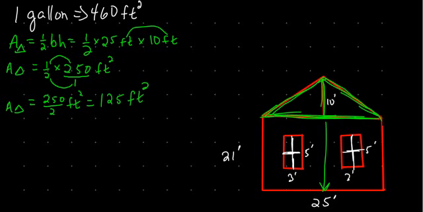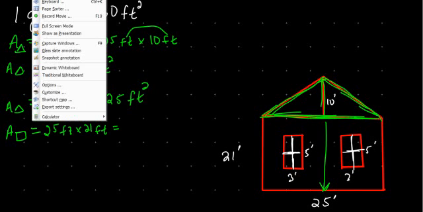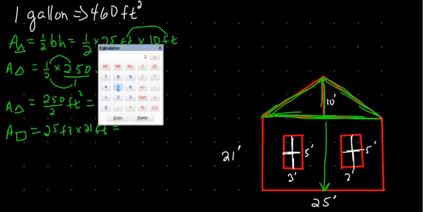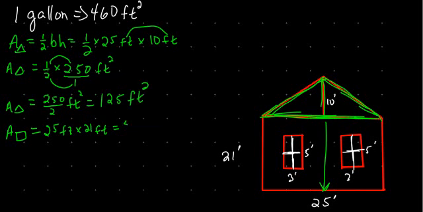Now let's find the rectangle on the bottom. So the area of the rectangle, those are quick and easy. We know it's going to be the side times the side. So 25 feet times 21 feet. And let's break out the calculator. Let me clear everything out. 25 times 21, and I get 525 square feet.